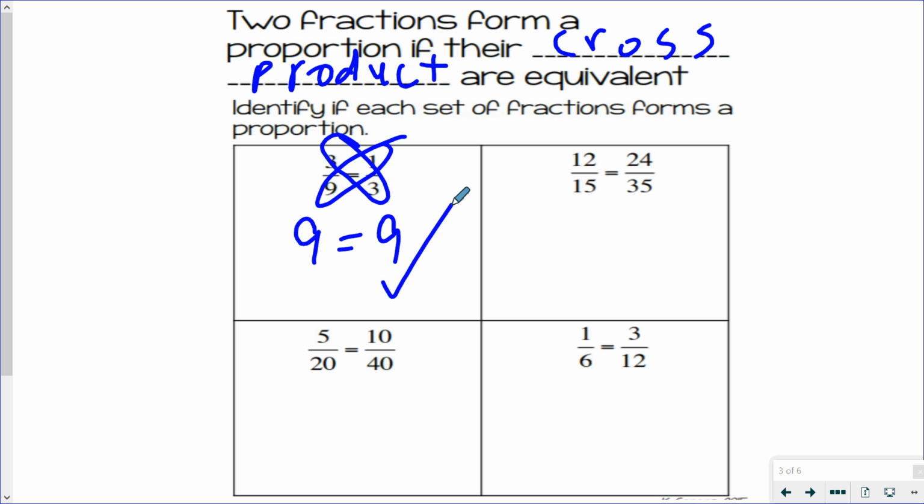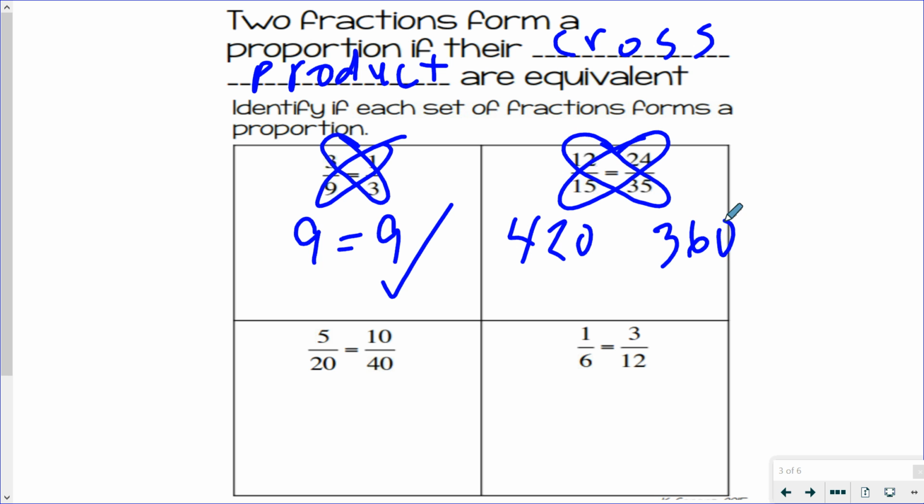We want to do the same thing for the next box on the right. We want to multiply 12 times 35, which is 420, and 24 times 15, which is 360. And since both of those products are different, they're not equal to each other, then this is not a proportion.